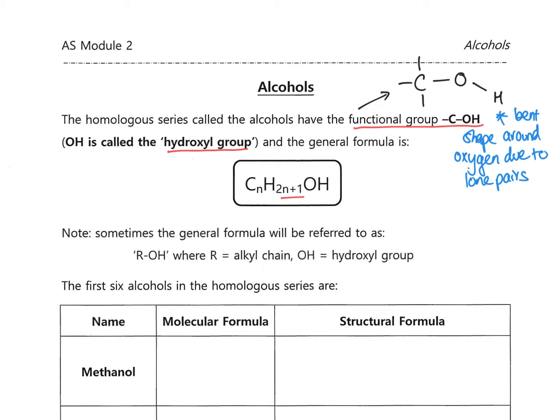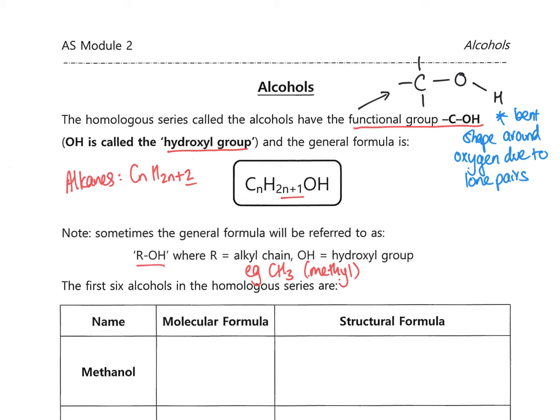And so again, if you think about alkanes, they were CnH2n+2, and so what we've done is we've taken a hydrogen off and replaced it with this hydroxyl group. Sometimes the general formula is referred to as ROH, where R is the alkyl chain. So for example, CH3 is a methyl group, and that would lead to methanol, and then OH is obviously your hydroxyl group.